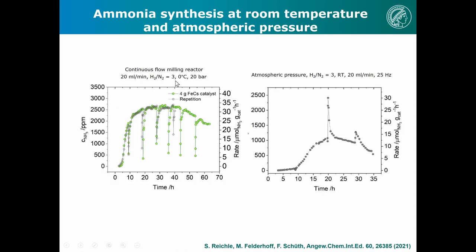You see the curves are more or less superimposed exactly over each other. So if you have the right conditions and do everything the same, the same filling degree of your mill, the same balls, you can reproducibly run milling experiments. You see this is about 0.25-0.3% of ammonia at room temperature here at 20 bars.